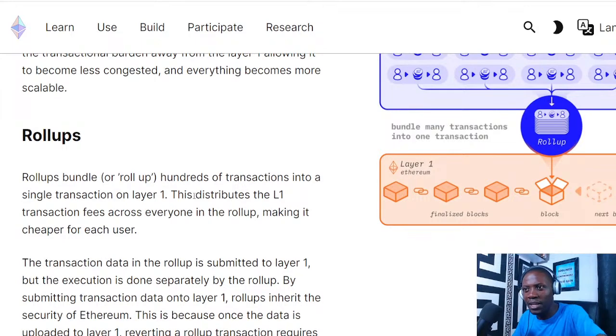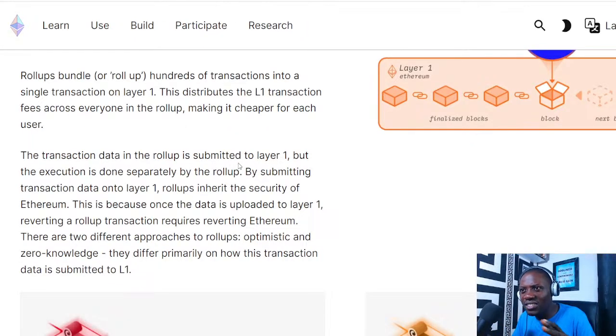So this is it. Rollups bundle hundreds of transactions into a single transaction on layer 1. This distributes the L1 transaction fees across everyone in the rollup, making it cheaper for each user, like I explained. So just imagine if you were to pay a transaction of $100 and you're paying a $10 gas fee, and imagine 500,000 persons making that transaction, and everything is bundled up into one transaction, and then the $10 gas fee is paid on the layer 1 blockchain. Guys, each individual's quota of the gas fee is going to be very, very small, and that exactly is where layer 2 is becoming a game changer.